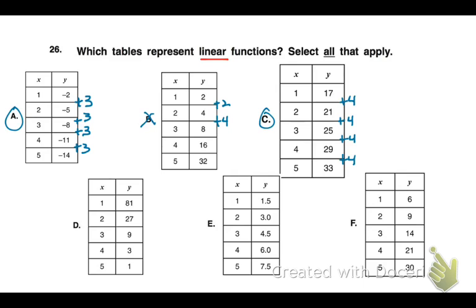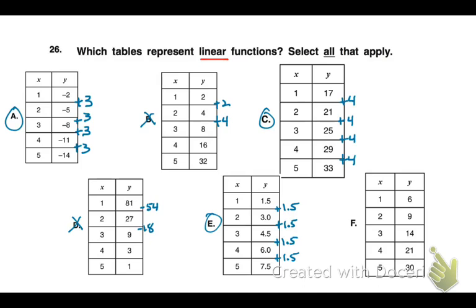Let's keep on going. To get from 81 to 27, I just put that on my calculator, 81 minus 27. So I have to decrease by 54. And then from 27 to 9, I have to subtract 18. So I'm going to stop because I'm not decreasing by a steady amount. Now look at E. To get from 1.5 to 3, I have to add 1.5. And then I add another 1.5. So this one looks promising. I'm going to test that each time. You can do it on your calculator. So that one is linear.